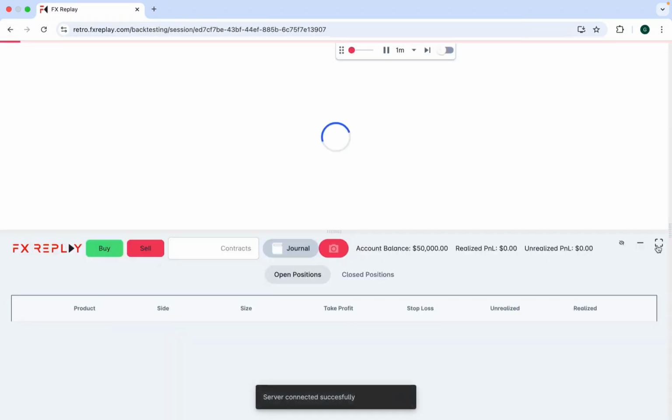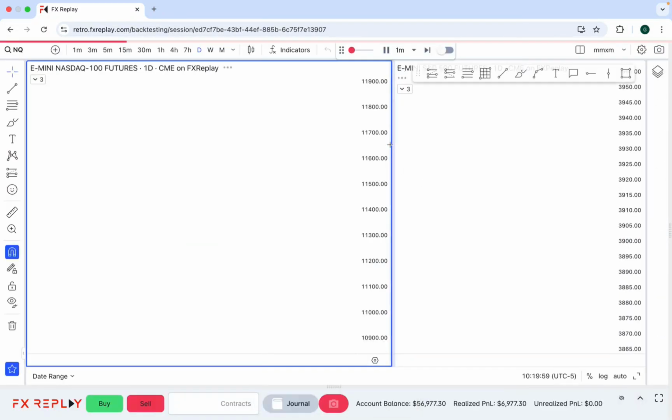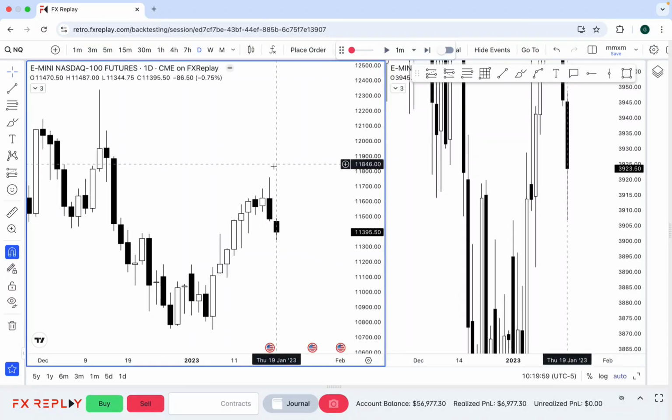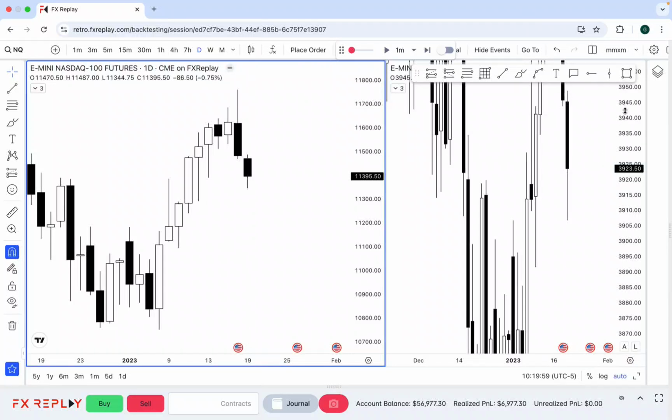So let's continue this here. I was gonna do this by myself. I was gonna backtest this by myself, but we'll just continue this here.